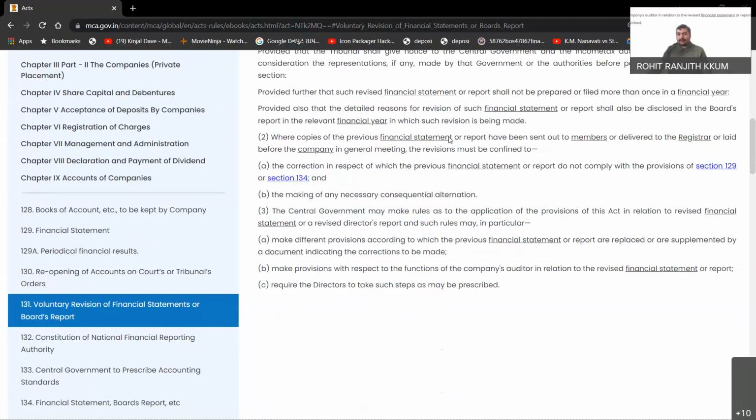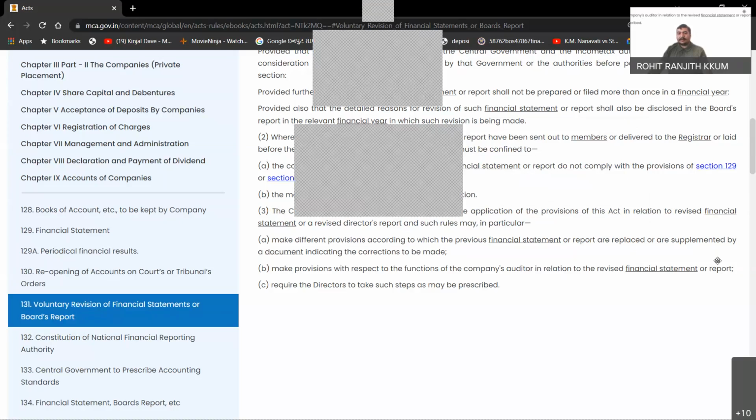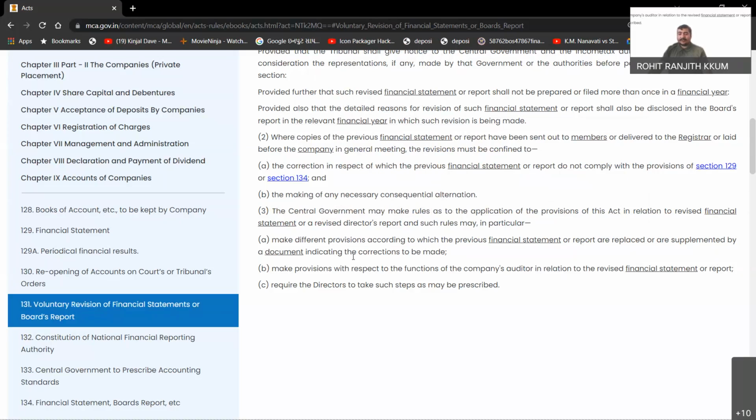Second thing, new report must contain consequential alterations. What are the new alterations you have made in the new report which were not included in the previous report? The central government may make the rules as to the application of the provisions of this act in relation to the revised financial statement or revised director's report, and such rules may in particular make different provisions according to which the previous financial statement or the report are replaced or are supplemented by a document indicating the correction to be made.